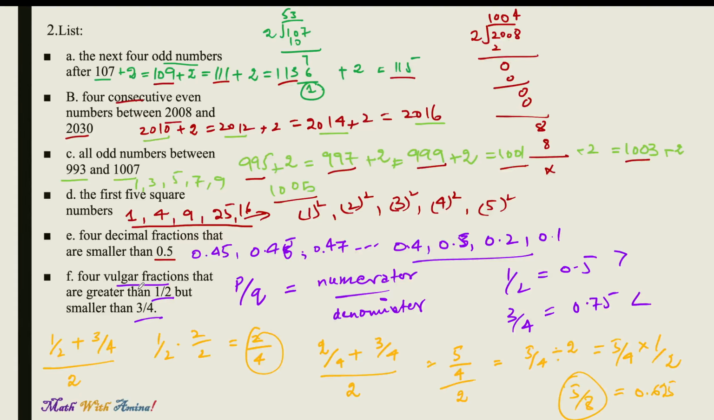The sixth part of the question asks for 4 vulgar fractions that are greater than 1 over 2 but smaller than 3 by 4.